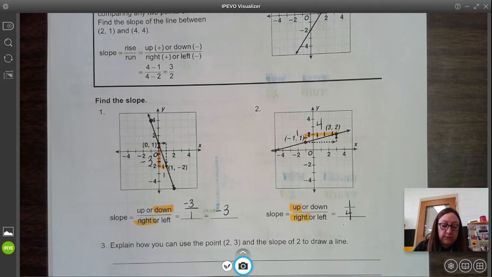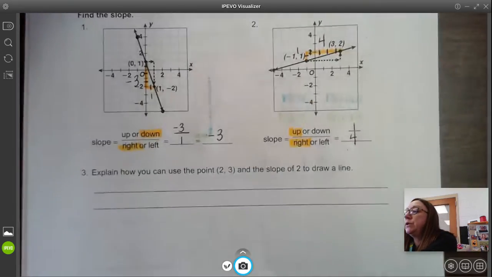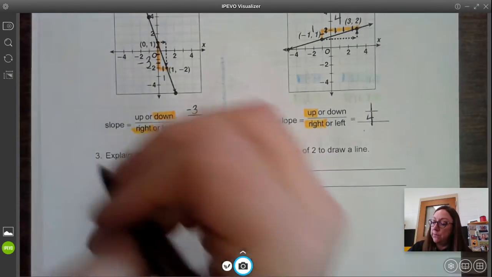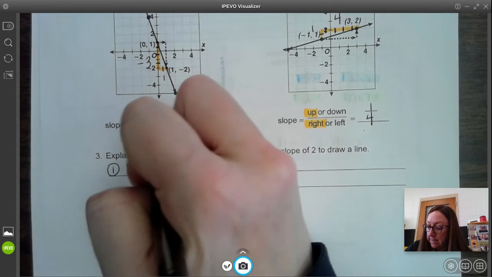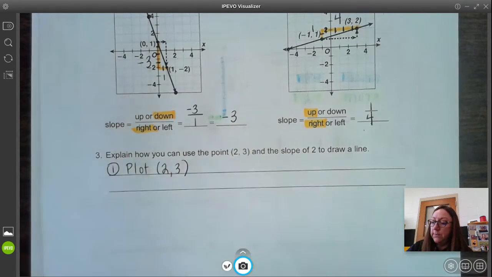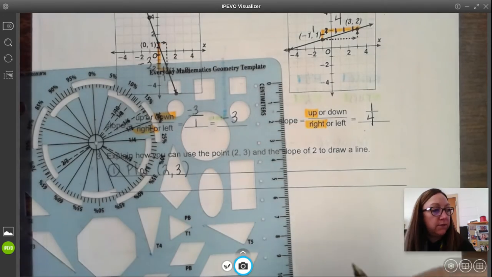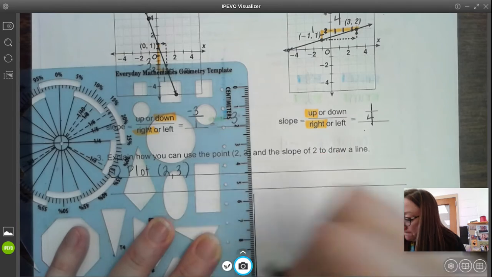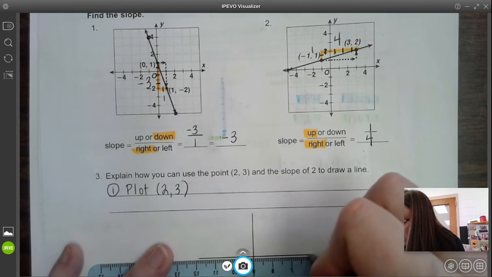Okay. So the next one says, explain how you can use the point 2, 3 and the slope of 2 to draw a line, which is some of what you did yesterday. So the first thing that we have to do is plot the point that they give us. All right, so if I were to do that down here, I don't think they're giving us room to. Nope. Just going to draw a quick grid on here.